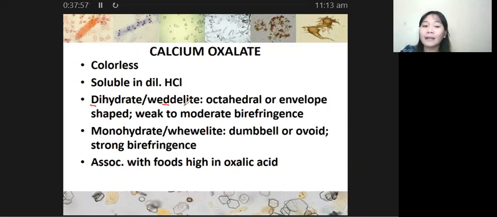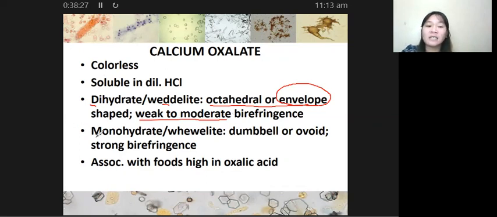Your dihydrate calcium oxalate has the following morphologies. They may be octahedral or envelope shape. Very common itong envelope shape ng calcium oxalate. Lagi naming nakikita yan under the microscope. And apart from that, the birefringence of your Wedelite or your dihydrate calcium oxalate is weak to moderate under your polarizing microscope.